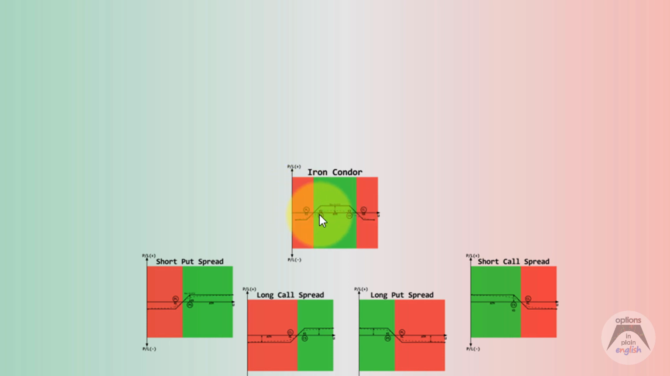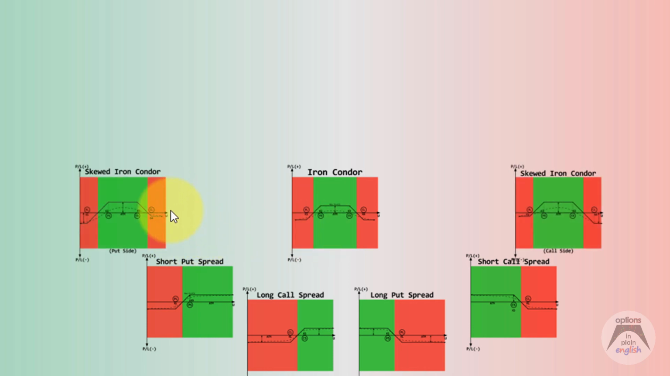Now, if we want to add a little bit of directionality to our position, we can have something that is a skewed iron condor. We could skew it. In this case, for example, we would take the long put that's protecting the put side, and we would move it to a lower strike price. Therefore, we're going to be taking on more risk on the downside, which means that our iron condor is going to have a directional component and is going to be slightly bullish.